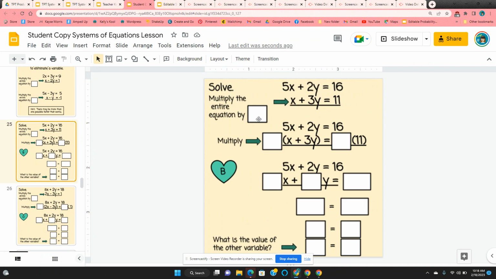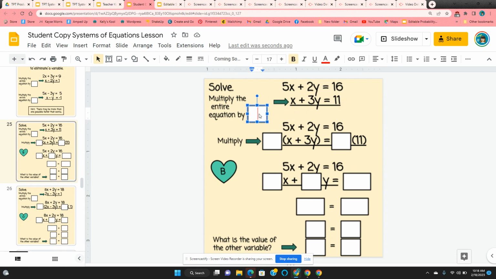Okay, now this one you're going to multiply the entire equation when the arrow is pointing to. So in order to eliminate, you would want to multiply probably by negative 5 if you're adding the two equations together. If you're subtracting, you might want to multiply times 5. That would be a little bit more difficult. So negative 5, if you multiply the entire equation times negative 5, you get negative 5x, negative 15y, and then equals negative 55.